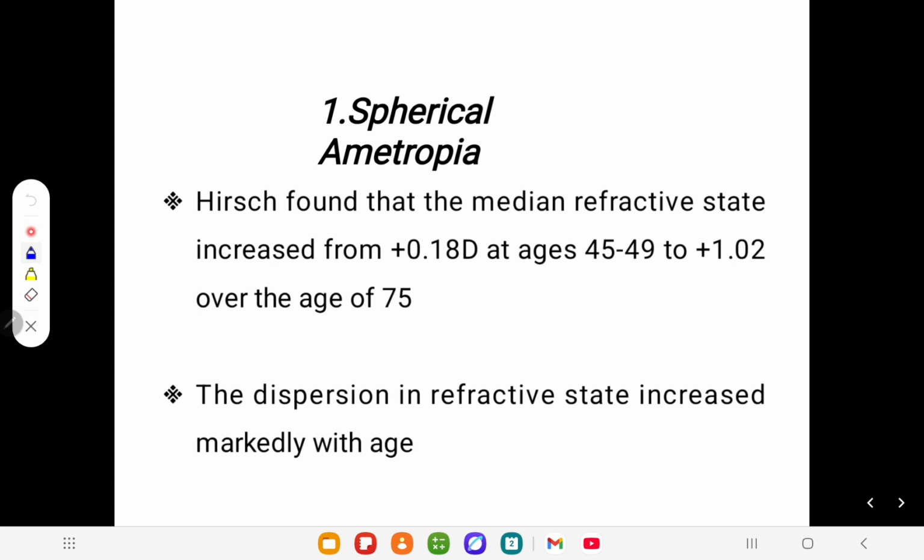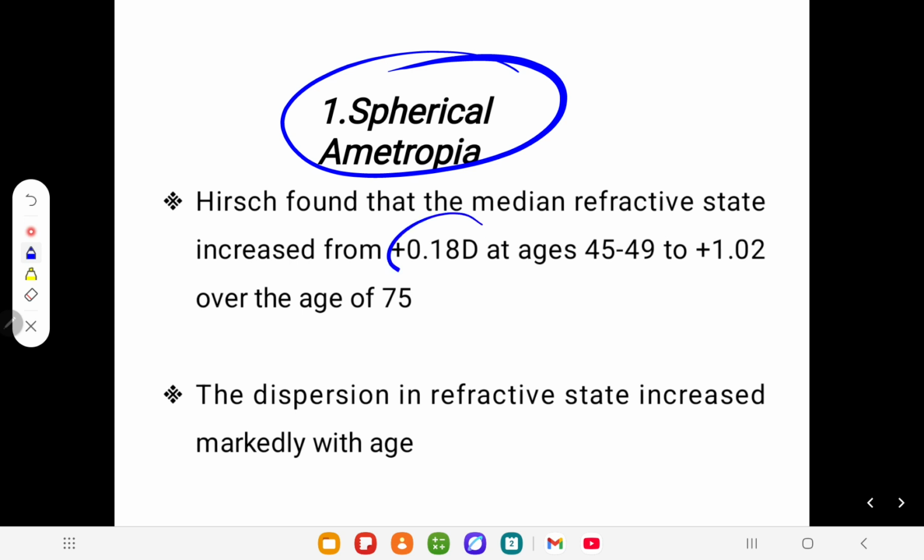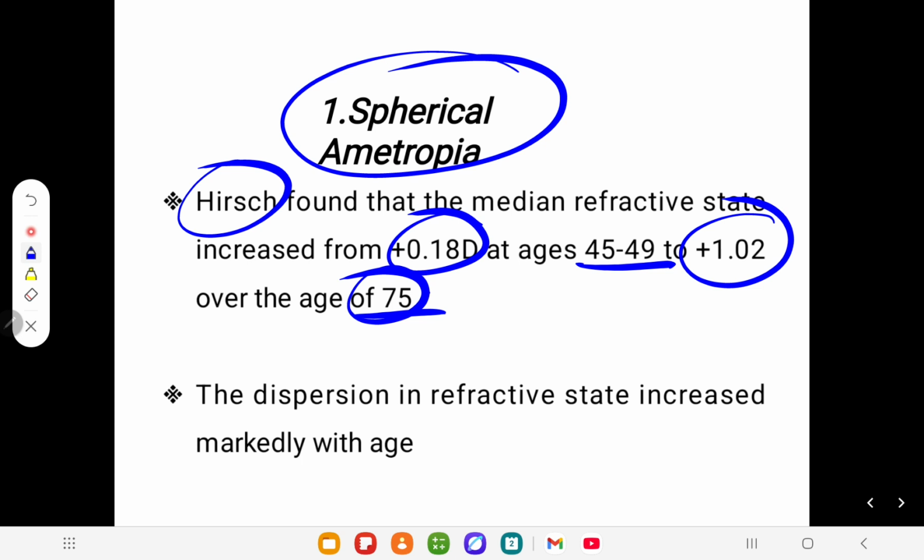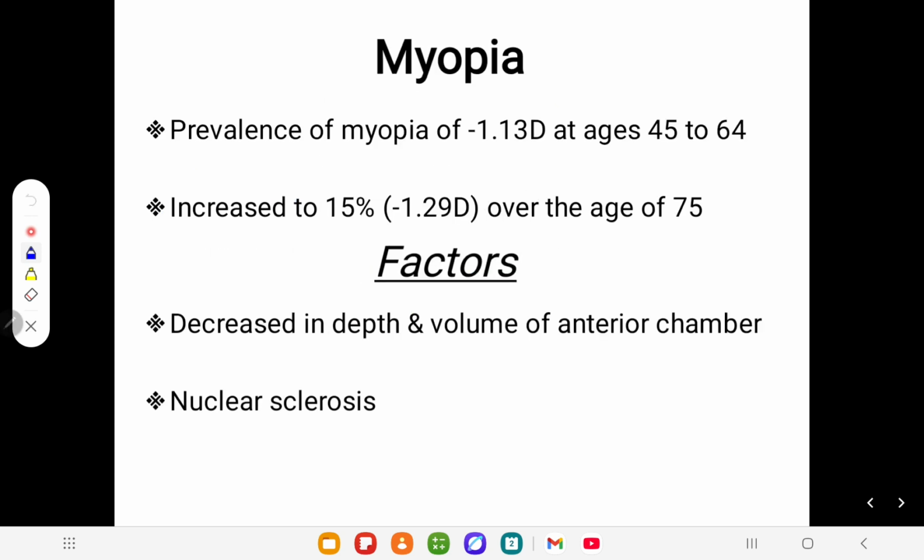So spherical emmetropia, what happens there? Harris found that the median refractive state increased from 0.18 to 1.1 from age 45 to 75. The dispersion of the refractive state increased markedly with age. As the patient gets older, hyperopia is a little bit common. Regarding prevalence of myopia, it increases up to 15% over the age of this. I don't know about myopia, but yes, a little bit.